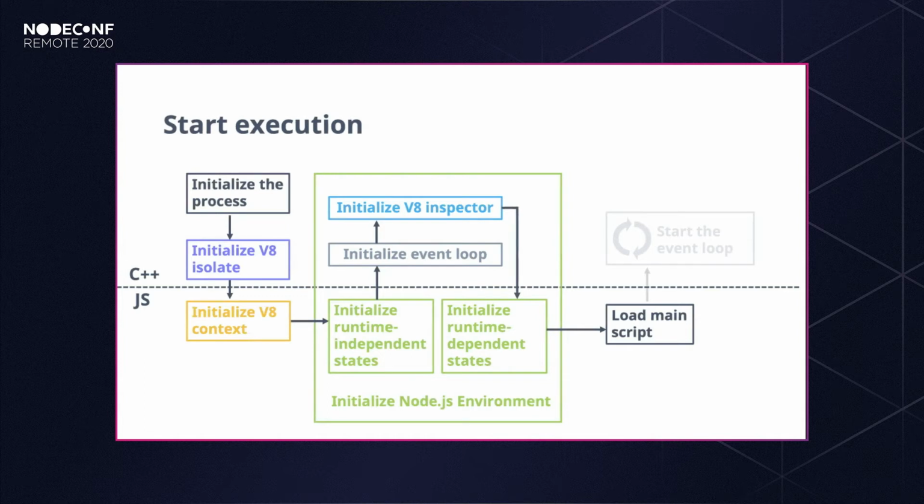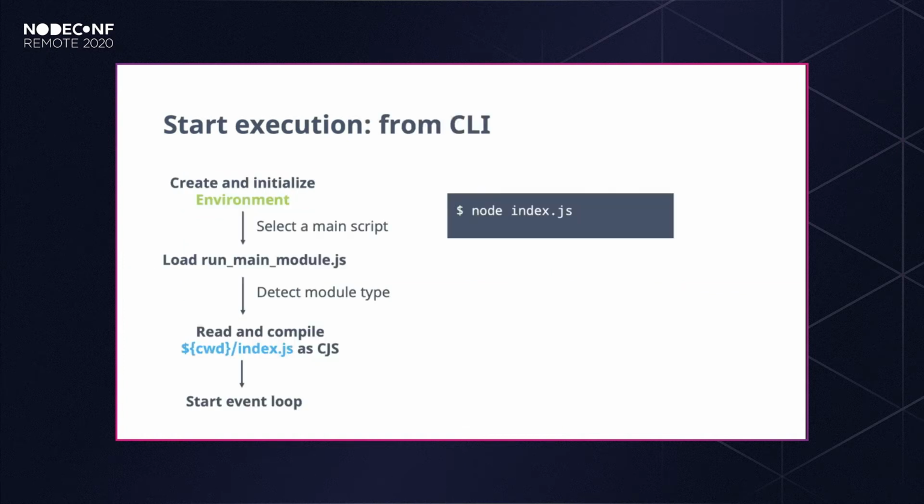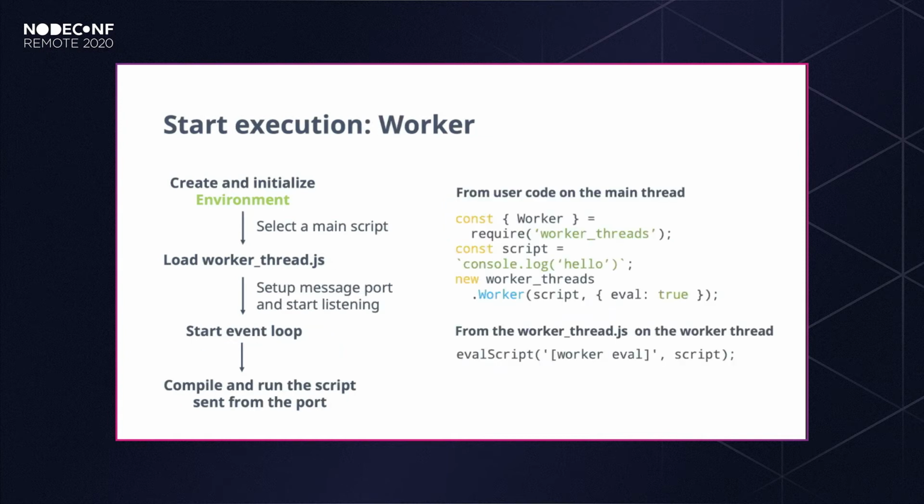After the pre-execution is done, the Node environment is ready and we can start the execution. We'll select a main script to execute JavaScript. Which script gets chosen depends on how the process is started. For example, if the user passes a file name to Node from the command line as the entry point, we'll load a main script that detects the type of the entry point and loads it with either the CommonJS module loader or the ES module loader.